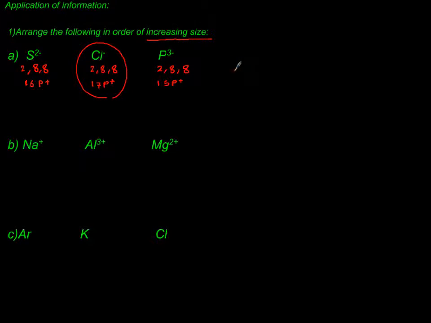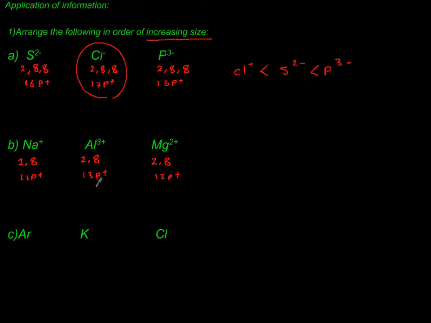So in order of increasing size, chloride is smaller than sulfide, which is smaller than phosphide. Now let's look at another treatment. This time you have cations, ions of the metal. If we look at sodium 1+, that's 2, 8. It looks like neon, and it has 11 protons. Aluminum likes to lose 3 electrons to look like neon, 2, 8, and it has 13 protons. Finally, magnesium is 2, 8, with 12 protons.